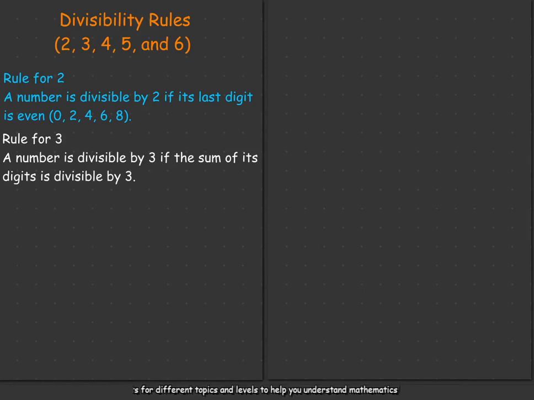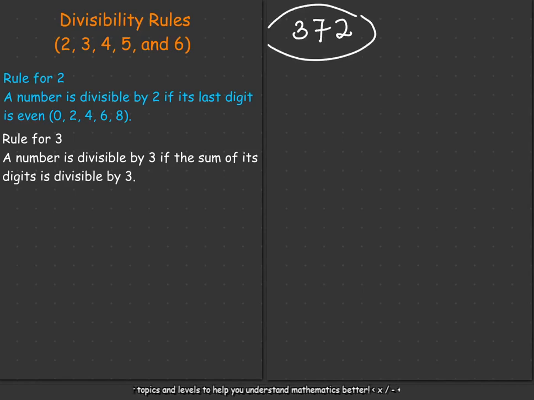Let's look at the divisibility rule for 3. For 3, we say a number is divisible by 3 if the sum of its digits is divisible by 3. So if you take a number, what you do is you add all the digits. Let's say, for instance, you have a number such as 372. And you want to determine if this number is divisible by 3, such that there will be no remainder. That's what we mean by it's divisible by it.